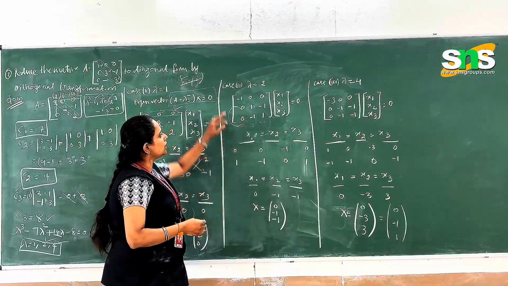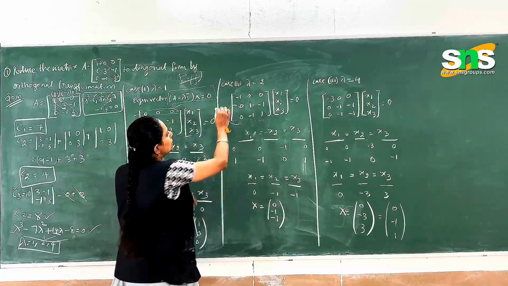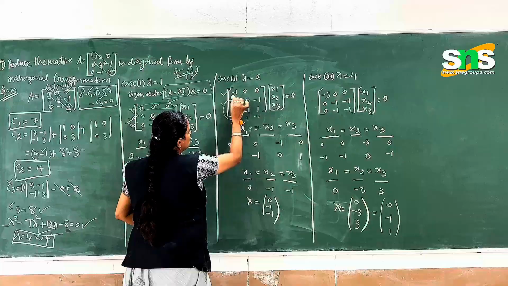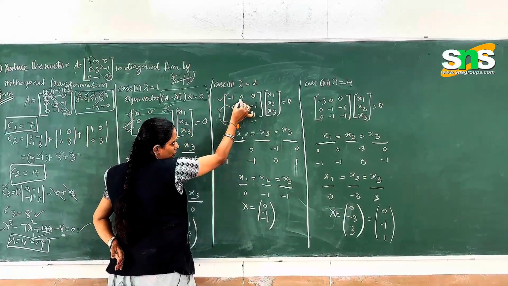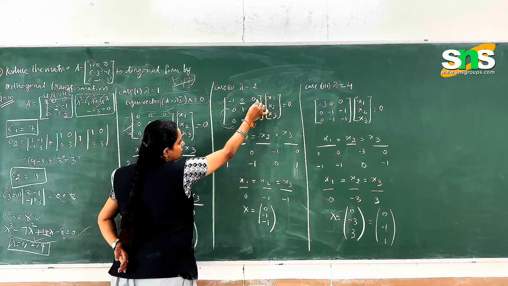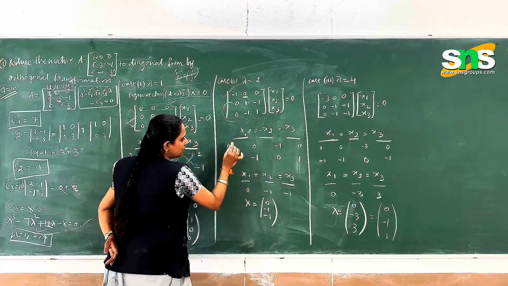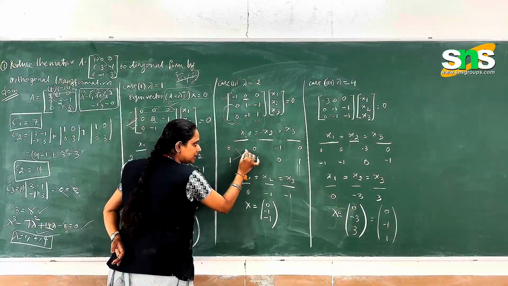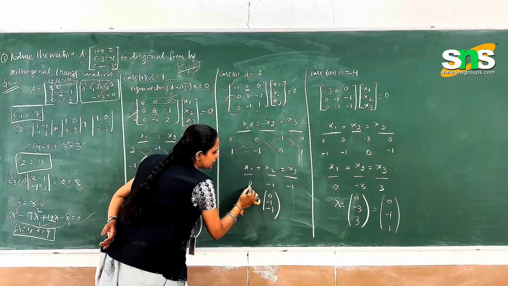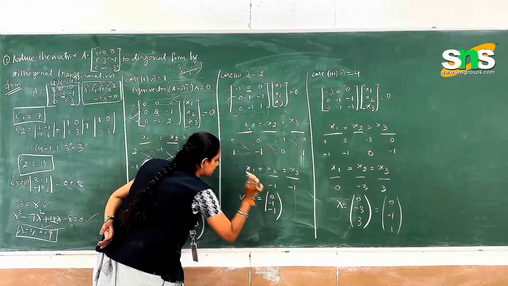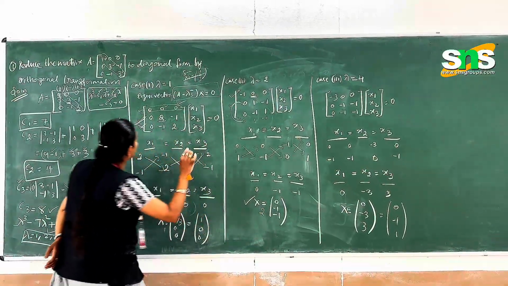So we use any 2 rows. Here we combine 1 and 2. Starting with x1, x2, x3, we write 0, 1, 0, minus 1, and minus 1, 0. Again 0, 1. Then after taking the determinant, we get the answer 0, minus 1, minus 1. So this is the second eigenvector. This is the first eigenvector, and this is the second eigenvector.